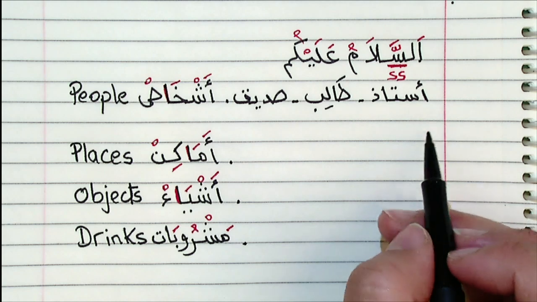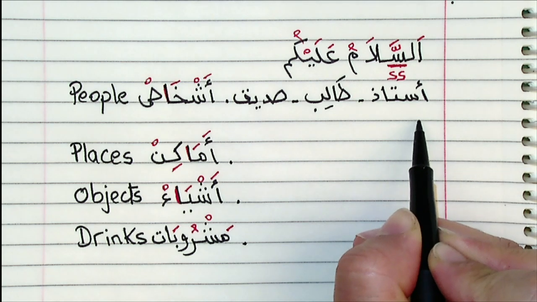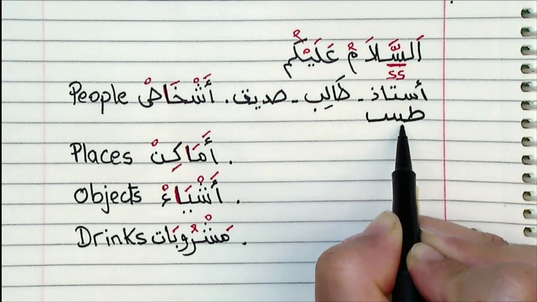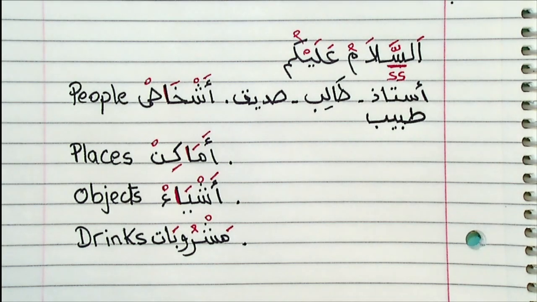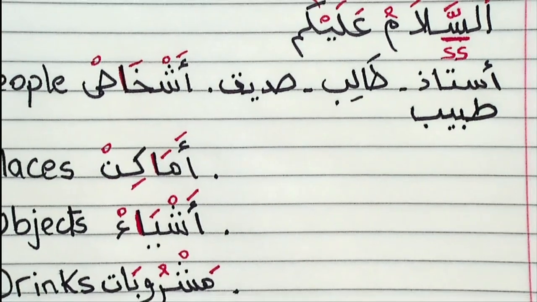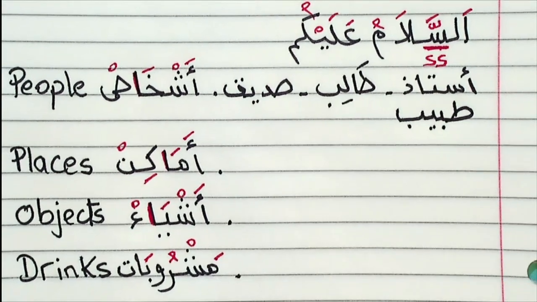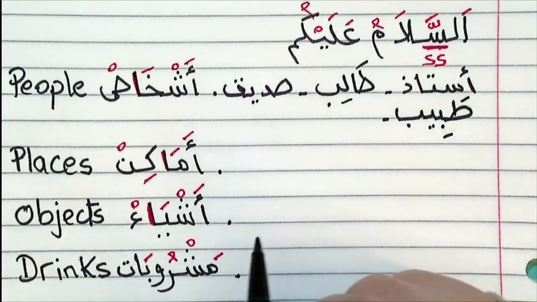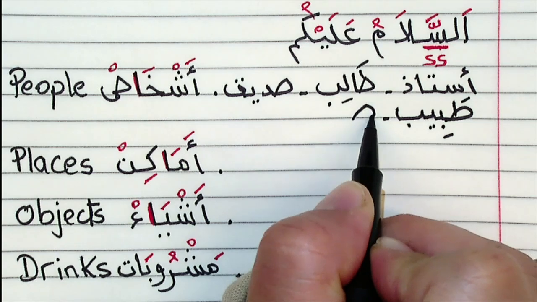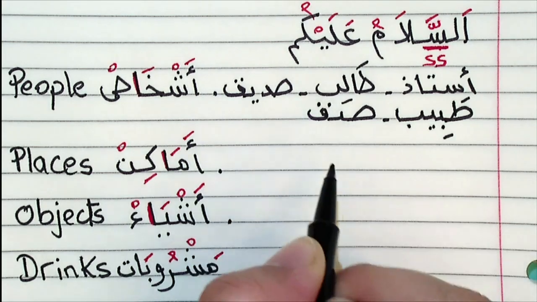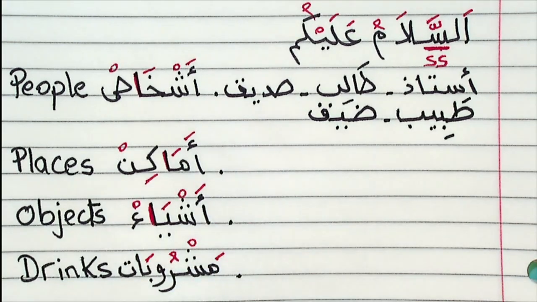The other word would be tabib. And I'm going to zoom in, that way you can see how the word is written. This is perfect. Tabib for doctor. And then we have daif. There is one dot on the fa. This dot right here is for talib. Daif.